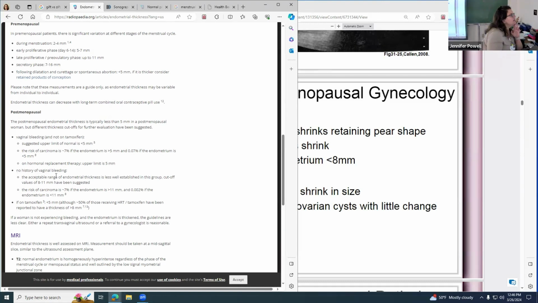No history of vaginal bleeding. Oh, I'm sorry. If there is vaginal bleeding, and they are on hormone replacement therapy, it is still 5 millimeters. If there's no history of vaginal bleeding, it can be up to 11 millimeters, with roughly that same chance of carcinoma, approximately 7%.